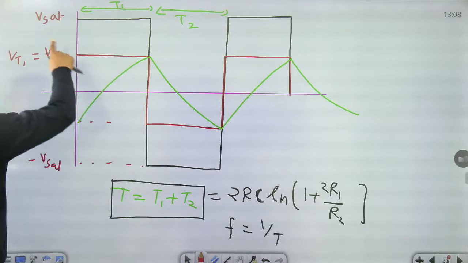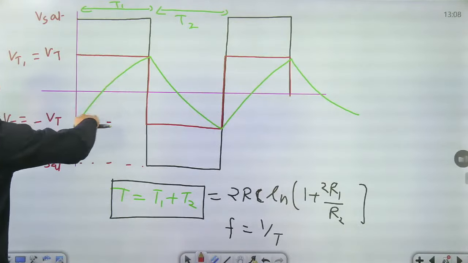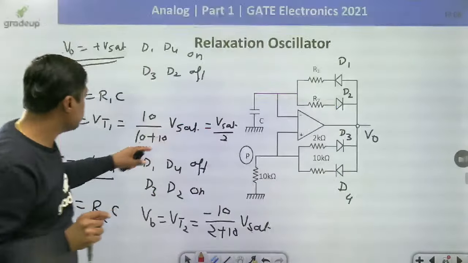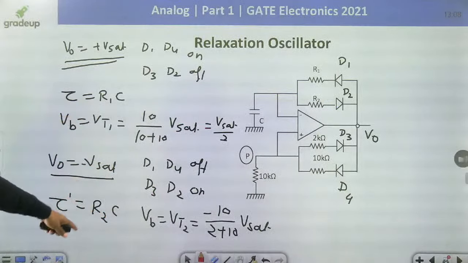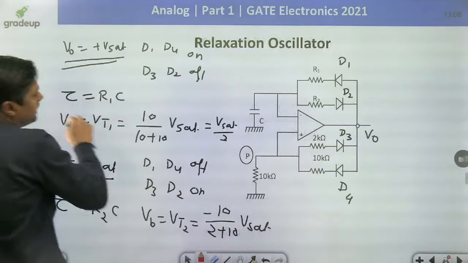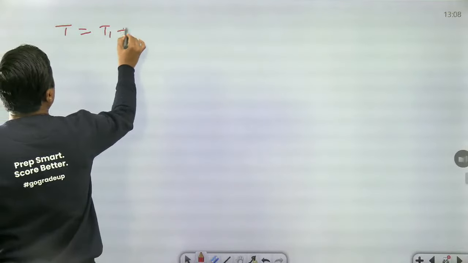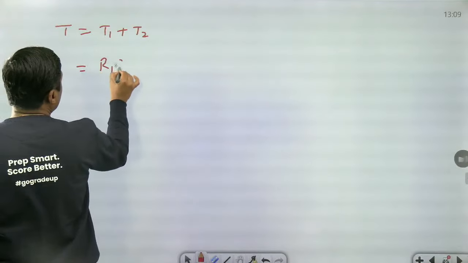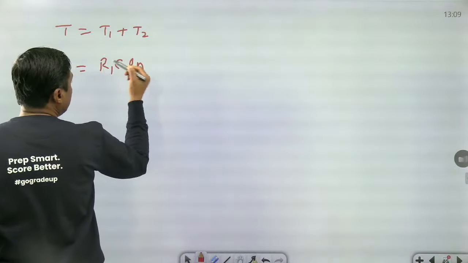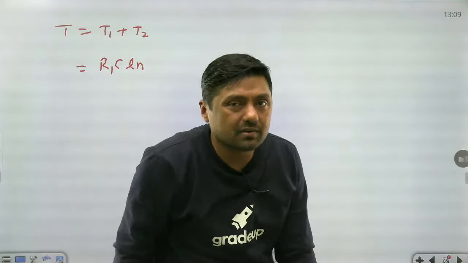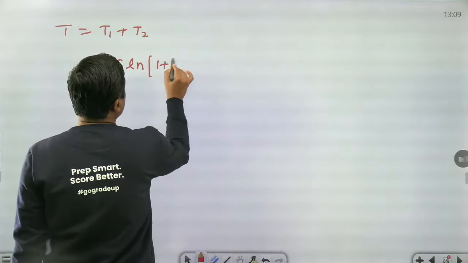Now, everything will remain the same, and the time constant of charging will change. Now the time constants are R1C and R2C because of this diode. And that's why the time period T is equal to T1 plus T2. This time these two are not symmetrical. This is R1C log of something, and we are getting a different formula for this. Always remember. Okay? Then you can verify it.